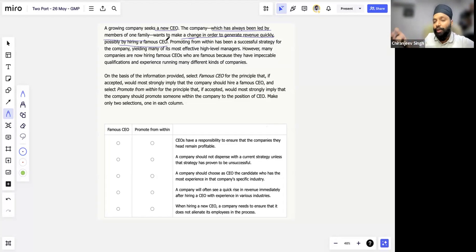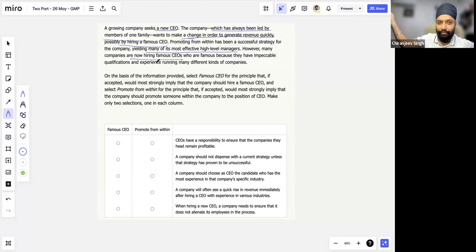But now we are saying promoting from within. So you promote somebody to, let's say, become a CEO. That has been a successful strategy, yielding many of its most effective high-level managers. We have had some very effective, most effective high-level managers. It doesn't really directly hint at the CEO, but it says that it has been a successful strategy to promote from within. Okay. However, many companies are now hiring famous CEOs.